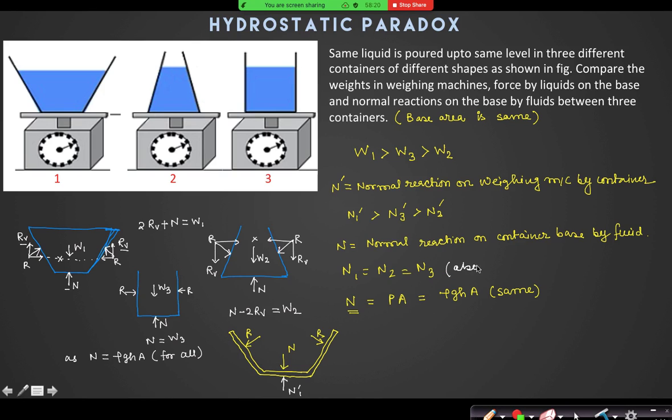Also, N is equal to the force by liquid on the container base. But N1 prime will be different. N will be the same. This is an interesting hydrostatic paradox. Even if the base has the same normal reaction, due to the side normal forces, the readings are actually different.